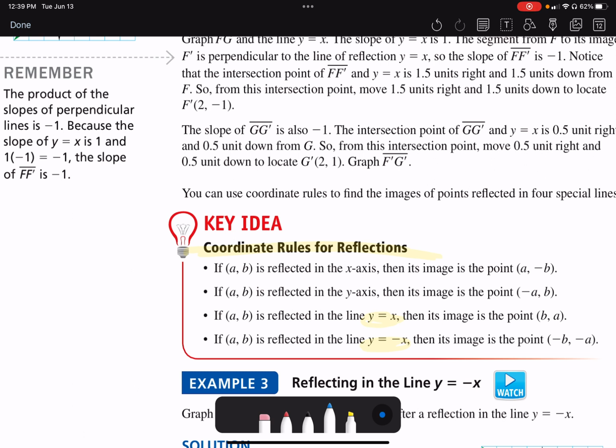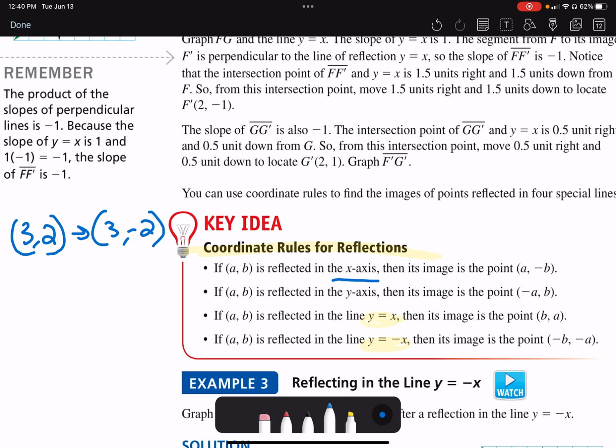So I got to go 1 coordinate away from x is equal to 1 for the prime image. Or you could follow these rules. So if AB is reflected in the x-axis, so let's say we have 3, 2, and it's saying reflected over the x-axis, then the image after the reflection over the x-axis is going to be 3, negative 2.